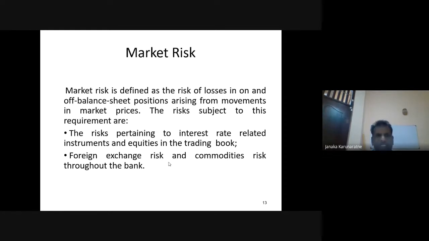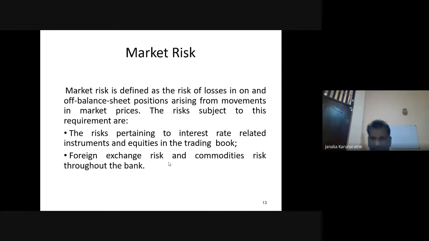Then market risk, the two approaches defined. Let's look at what we mean by market risk under Pillar One. Now, this is very important. Even in your banks, sometimes market risk is not rightly understood. Market risk is defined as the risk of losses in on and off balance sheet positions arising from movements in market prices.